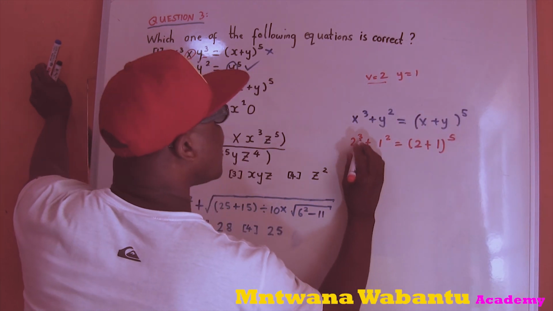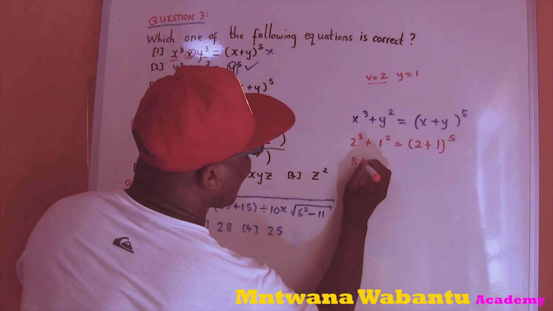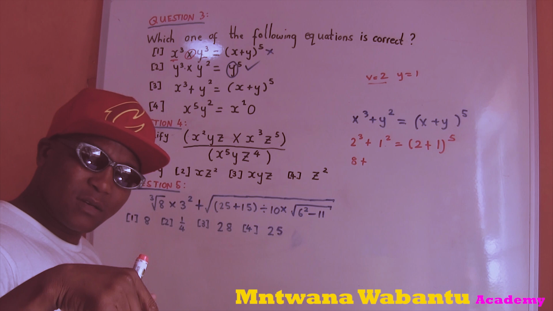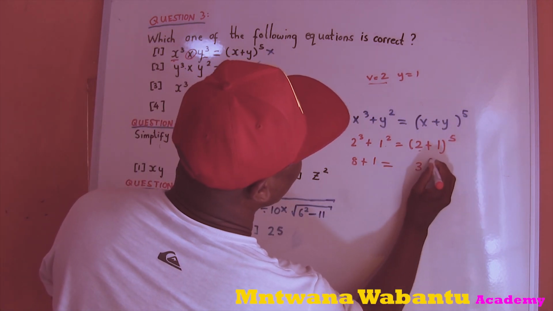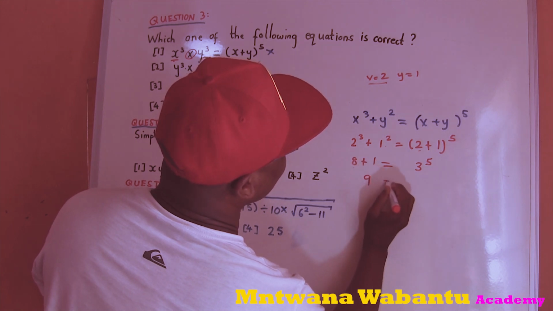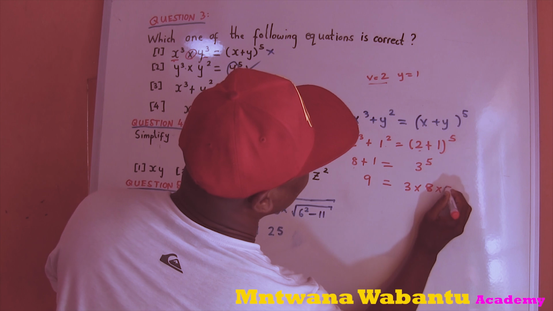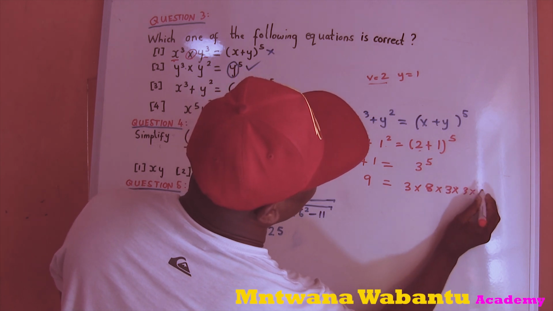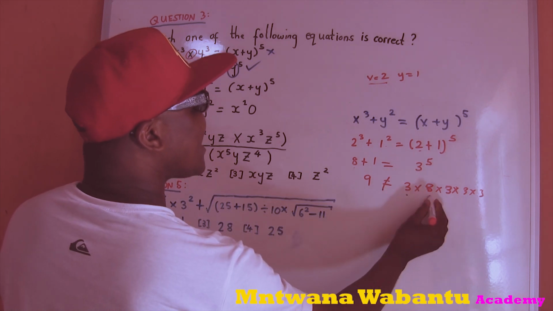Now we go, 2 cubed means 2 times 2 times 2 equal to 8, plus 1 squared is like 1 times 1 equal to 1. Now let's see the right hand side. 2 plus 1 equal to 3 power 5. Now the left side is equal to 9. 9 is not equal to 3 times 3 times 3 times 3 times 3. It's not true. Because if you multiply 3 times 3 is already 9.